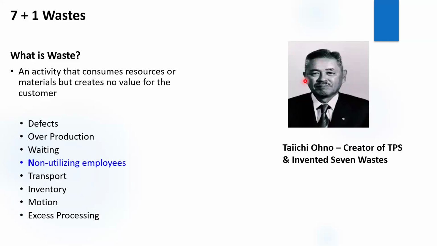He was the creator of the Toyota Production System, and Taiichi Ohno invented the 7 wastes. So firstly, we will see what is waste. Waste means an activity that consumes resources or material, but creates no value for the customer. In easy words, an activity which consumes resources or material, but the customer is not willing to pay for that activity. That is called waste.